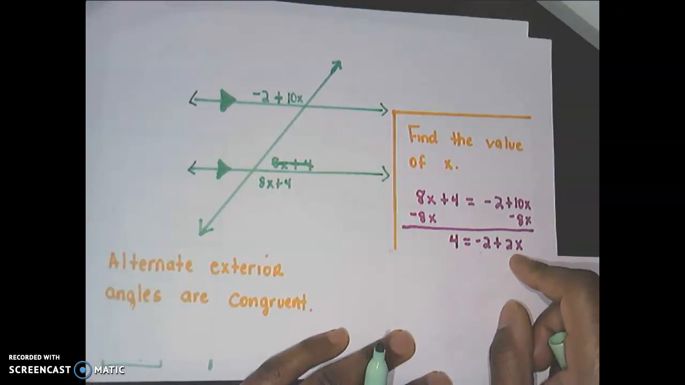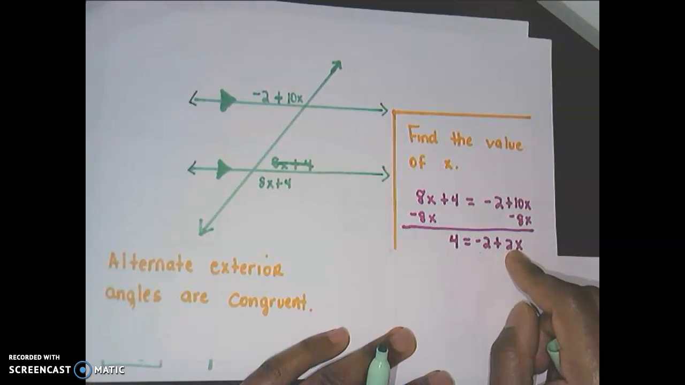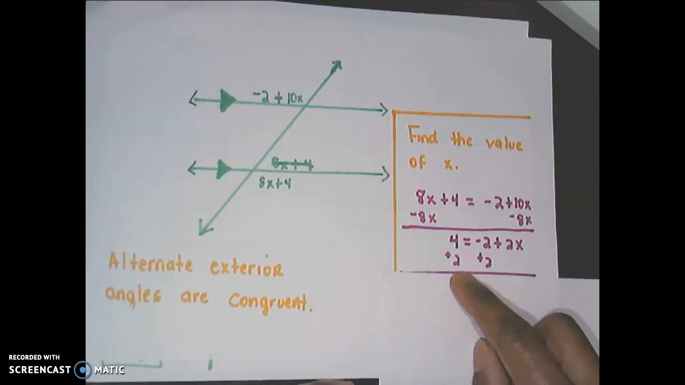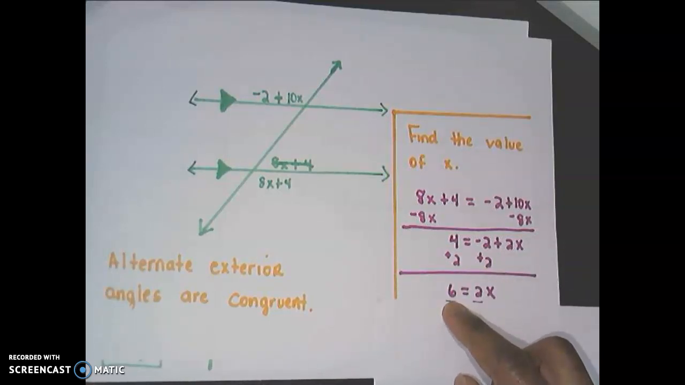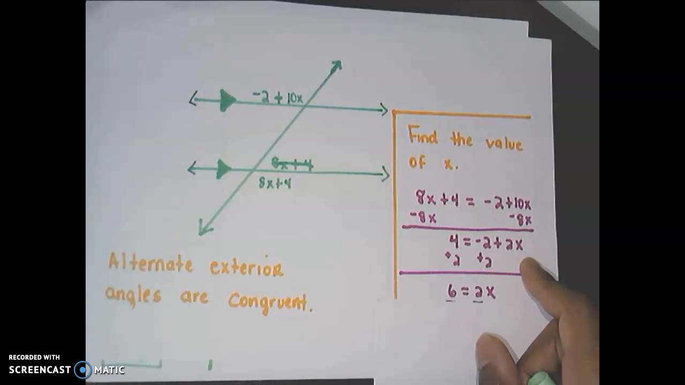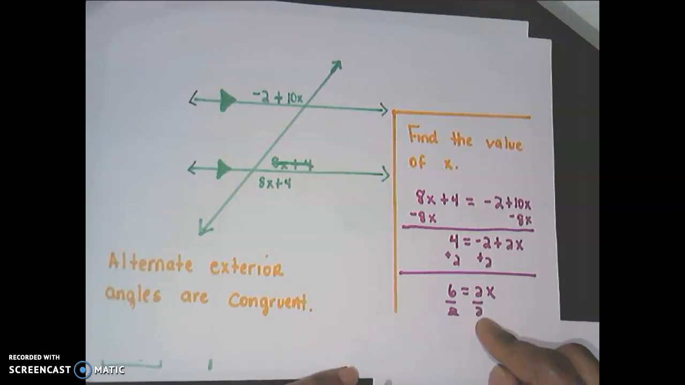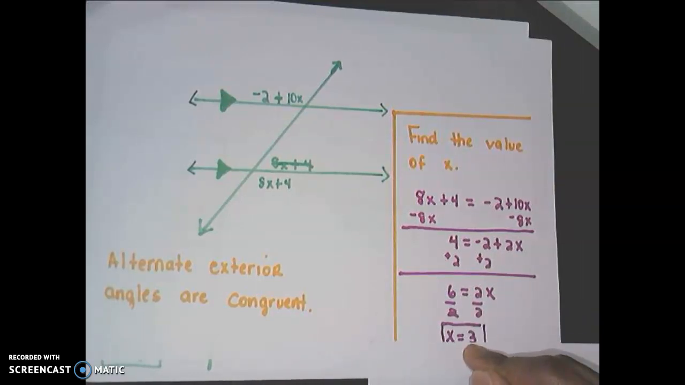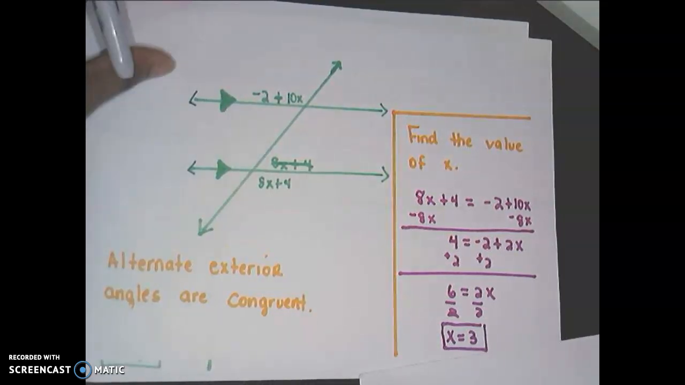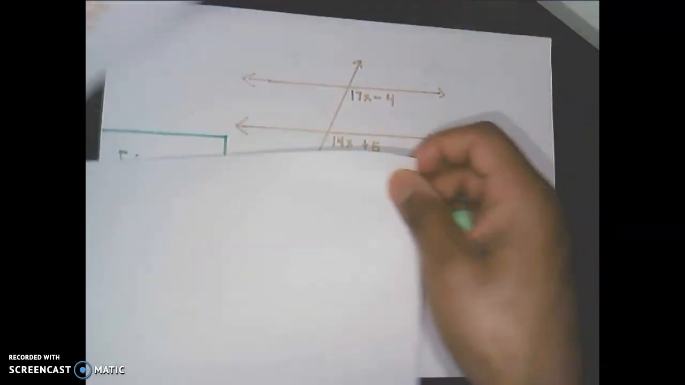And then now the next step that I'm going to do is, because I want to get x by itself, I'm going to add 2 to both sides. So that's going to give me 6, and I'm not going to do anything with this 2x, but bring it down. So that gives me 2x is equal to 6, and then I need to divide both sides by 2, so x is going to be equal to 3. And we're done with example number 2. Remember, these angles were alternate exterior, and they're going to be congruent angles. All right, so let's go to the next example here.